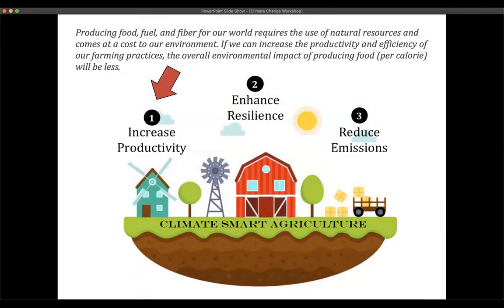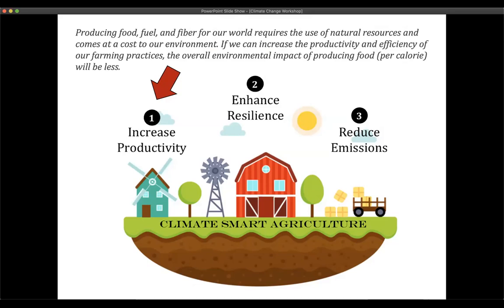I'm going to do it with this graphic. There's 3 goals that we have in climate smart agriculture. The first is to increase productivity. Producing food, fuel, and fiber for our world requires the use of natural resources, and it comes at a cost to our environment. We need water, we need land, we need arable soil, we need soil nutrients. All of those things are provided by our earth and can be used up too quickly.